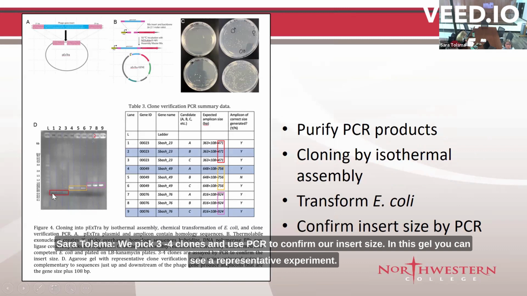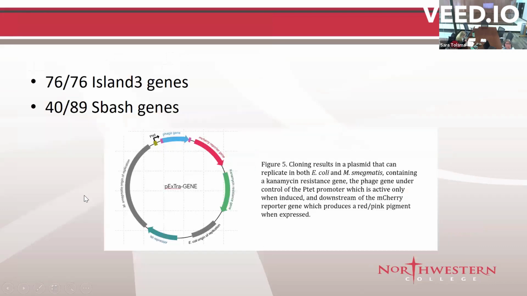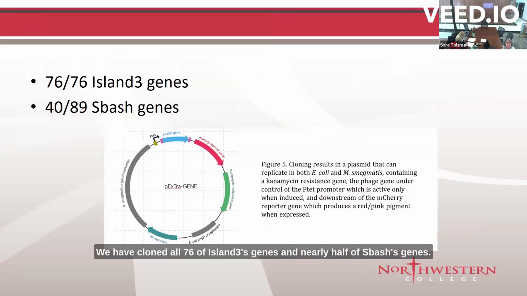In this gel, you can see representative experiments. In red, all 3 clones of S- gene 23 contain inserts of the expected size, but in yellow, only two of the three clones for S- gene 49 did. We have cloned all 76 of Island 3's genes and nearly half of S-'s genes.